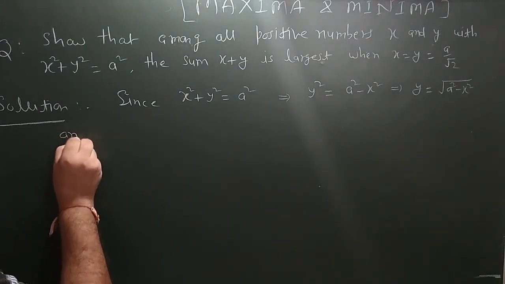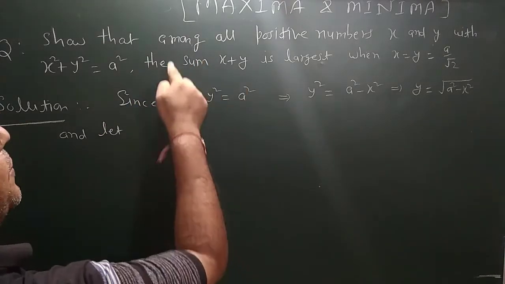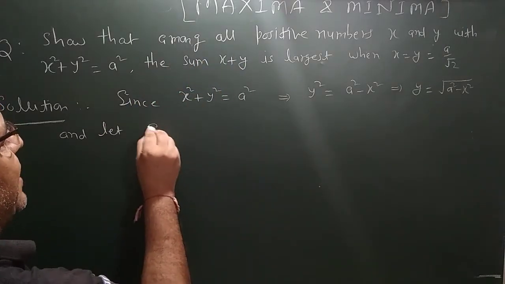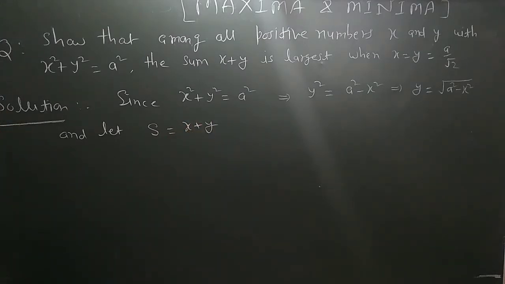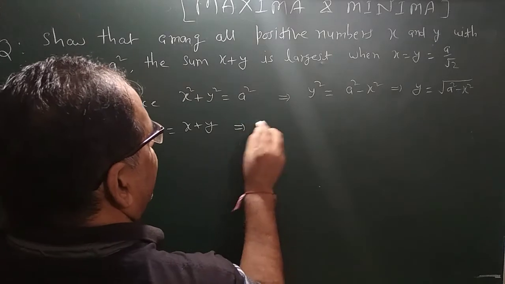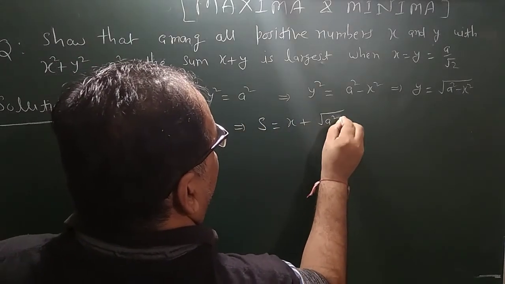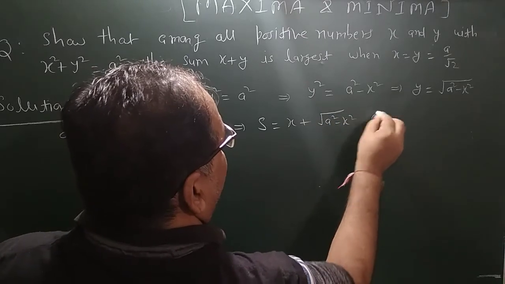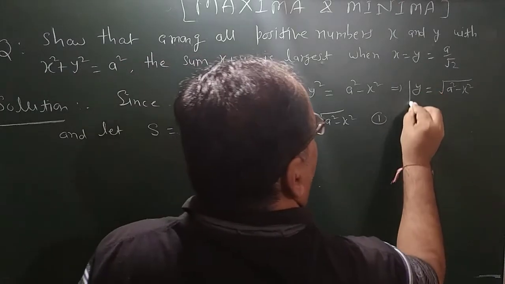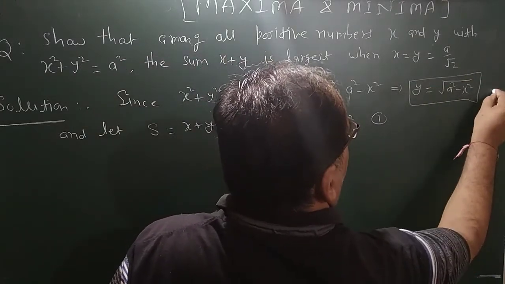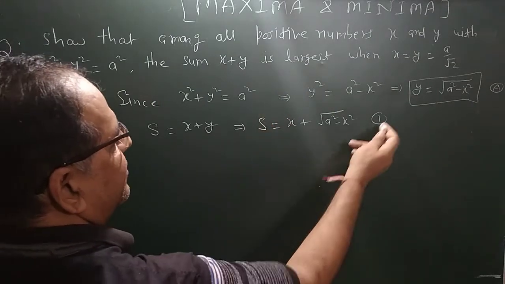And let the sum x plus y, this is our original function, be denoted by s equal to x plus y. This implies that s equal to x plus square root of a square minus x square, with y replaced by under root a square minus x square. This is assumed as equation A. This is the original function with us.